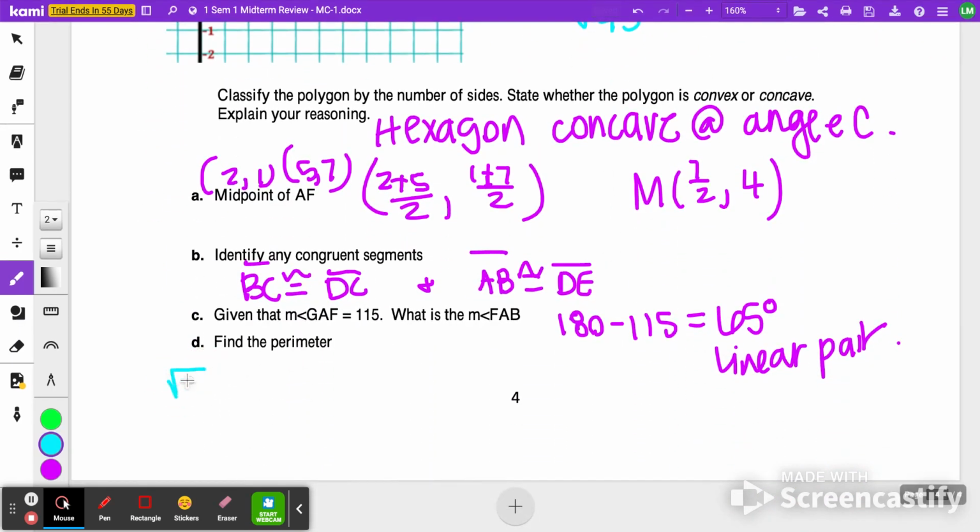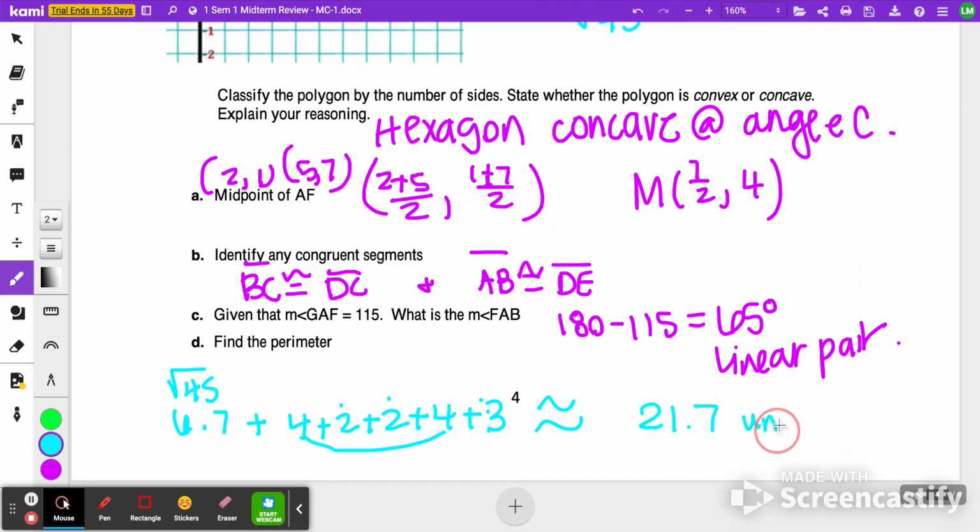So the perimeter would be the square root of 45, which is, if you give me just a moment, I will calculate that for us. 45 square root is approximately 6.7 plus 4 plus 2 plus 2 plus 4 plus 3 is approximately, well, let's see, let's count the whole numbers first. 8, 10, 12, 13, 14, 15, 21.7 units.